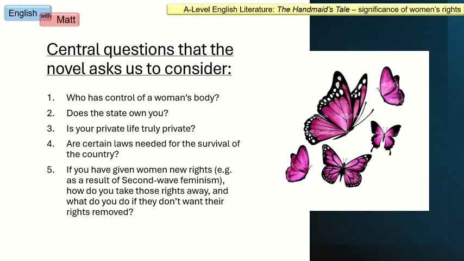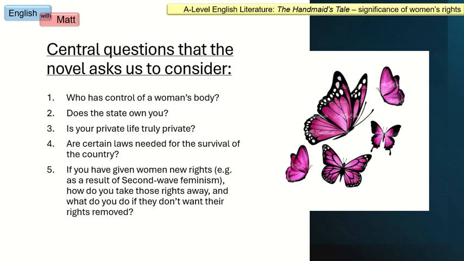If you have given women credit cards and have allowed them to get mortgages without their husband's consent, how are you going to convince them that going back to needing that consent or not having credit cards is the right thing? So when you give people a taste of freedom, it's often harder to take it away from them again, particularly if it's something they like. So just some central questions that might create interesting debate and discussion in the classroom.